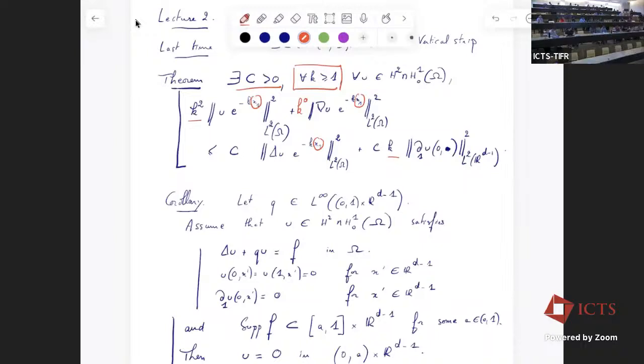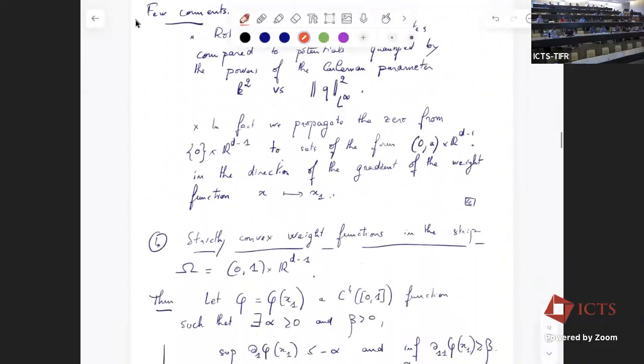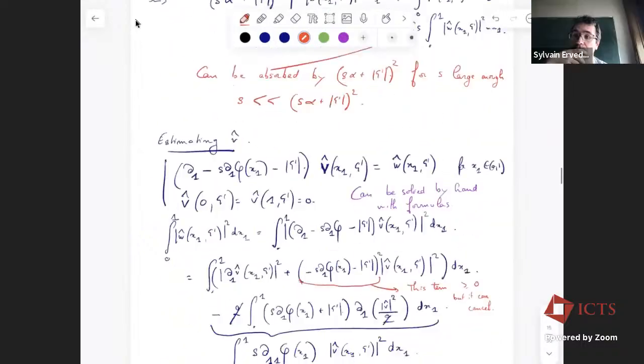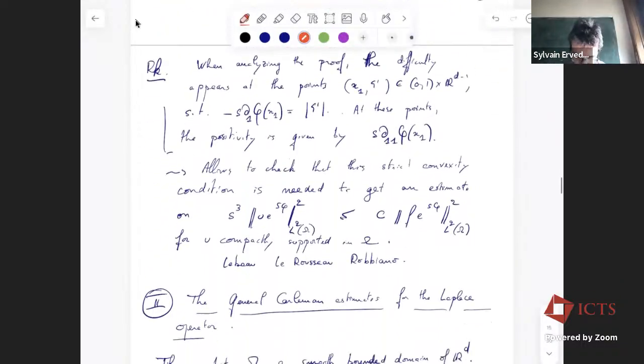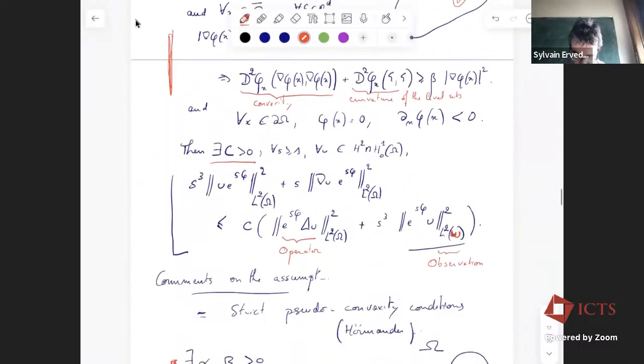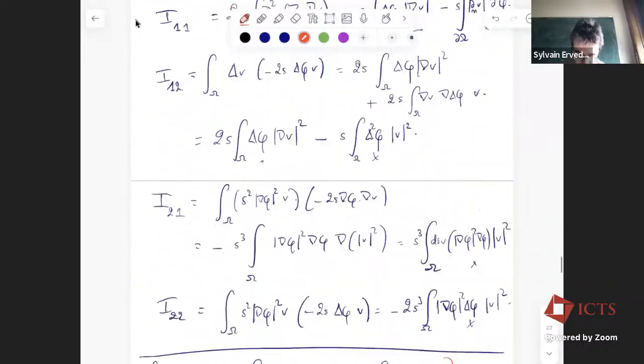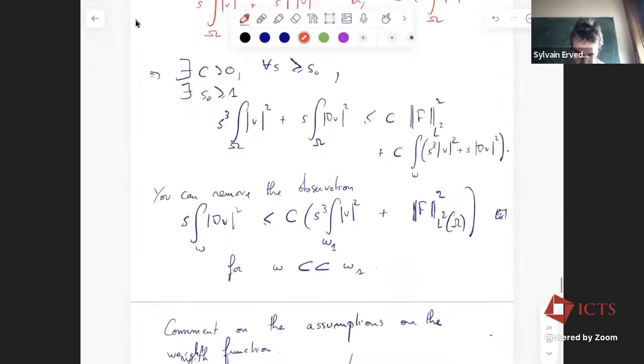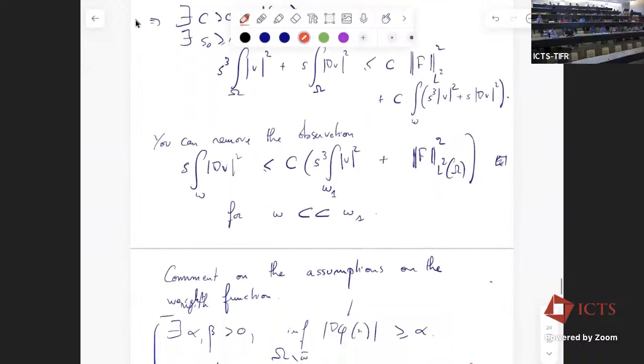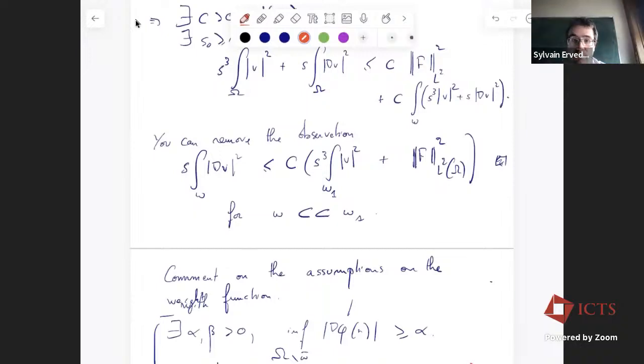So Sylvain, in the chat box of the online mode, there is a question. So if you can see, or I will read. Yeah, I can see it, but you can read it, for the ones who do not have their computer on. So let me go back to this point. So to absorb the gradient term in the last step of Carleman's proof, I think omega 1 should be in omega to be able to absorb the V term. No, omega 1 should be larger.